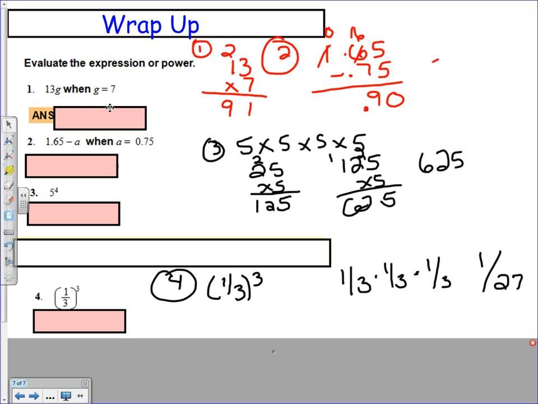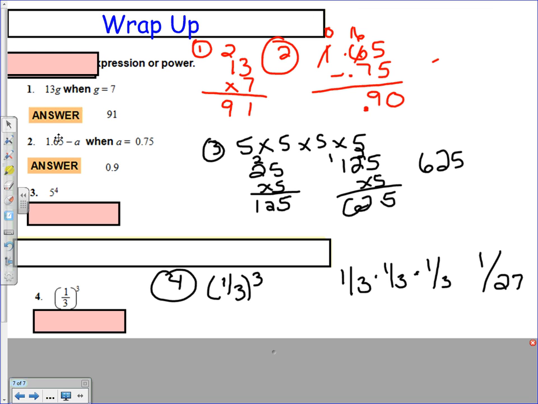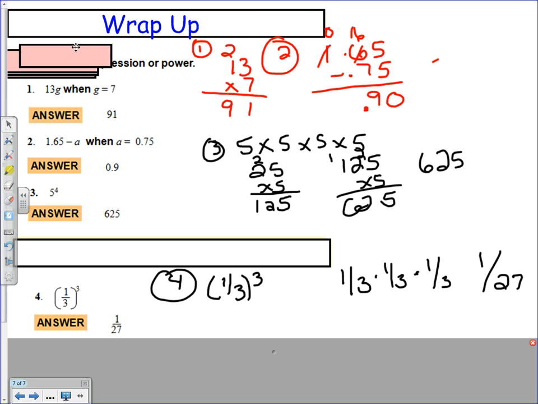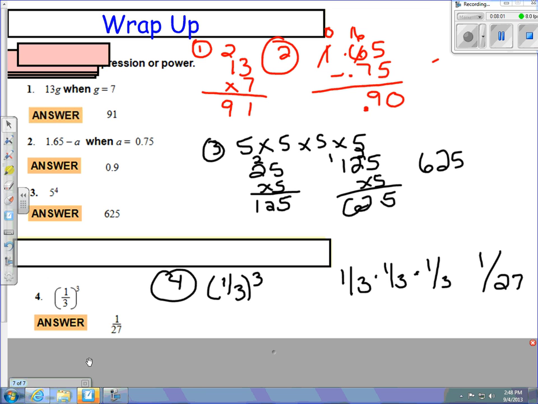Taking a quick look, checking our work, 91, 0.9, 625, and our final check, 1/27. That takes care of our lesson for today.